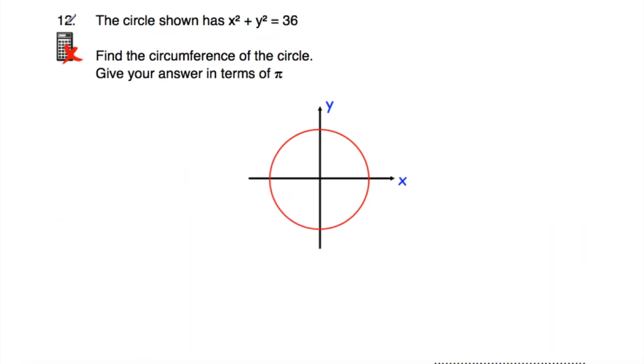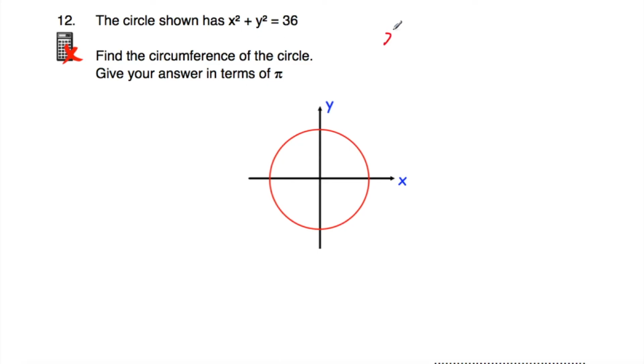Okay, let's have a look at our next question, question number 12. So question number 12 says, a circle shown below has got equation x squared plus y squared equals 36. And we've been asked to find the circumference of the circle and to give our answer in terms of pi. And that's quite handy because it's a non-calculator question, so being asked to give it in terms of pi is quite nice.